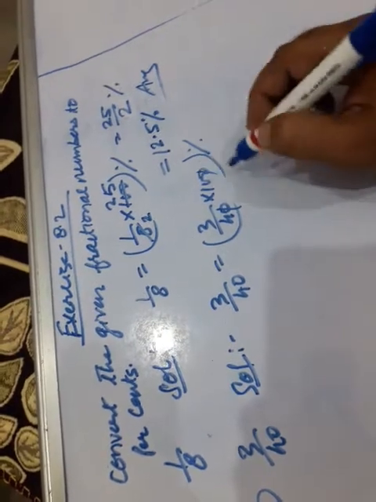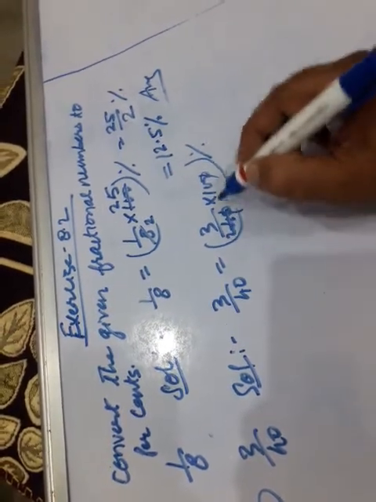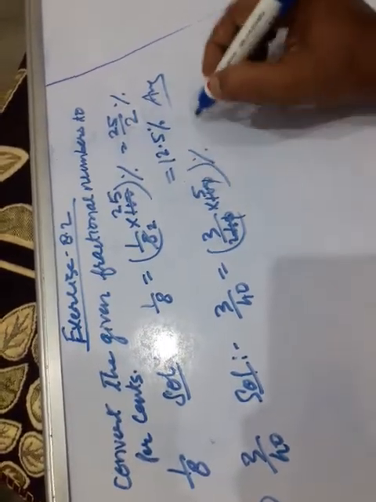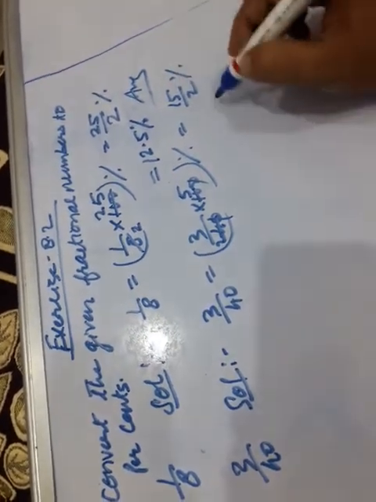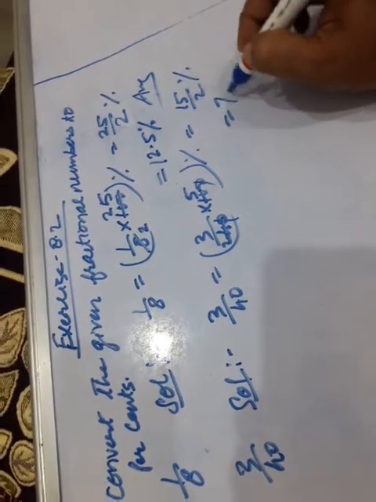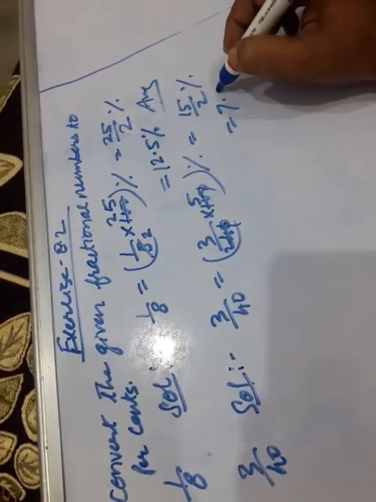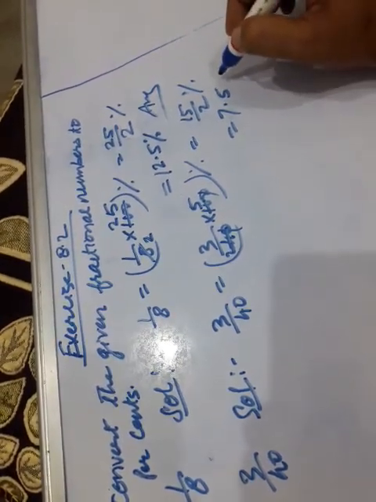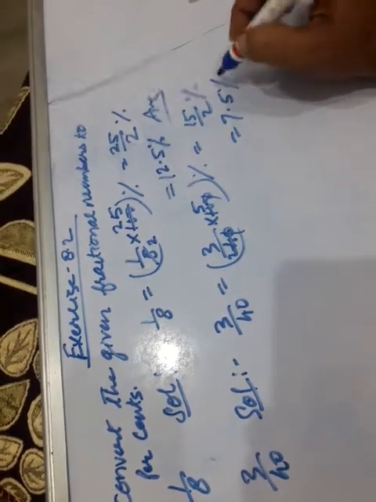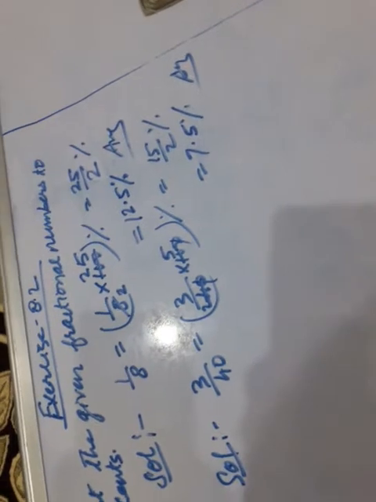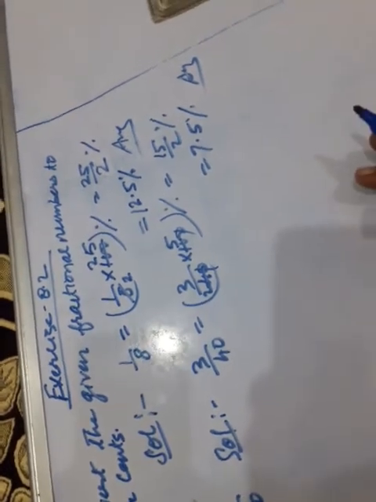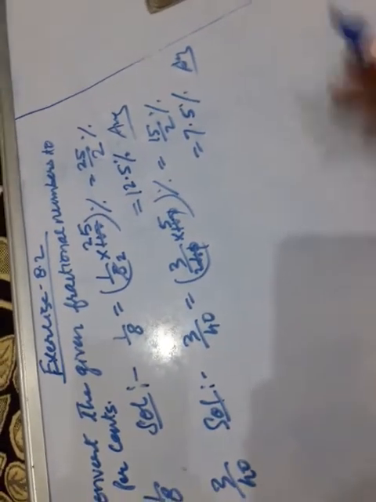This 0 and 0 got cancelled. This is 2 2s are 4 and 2 5s are 10. That is 3 5s are 15 upon 2. 15 upon 2%, that is 2 7s are 14, and 2 5s are 10, that is 7.5%. That is your answer, okay, children. So this is how you can convert a fractional number into percent.